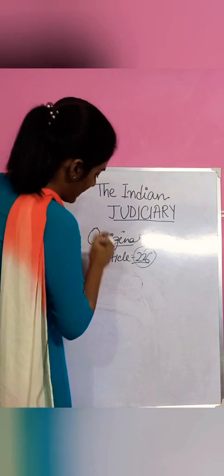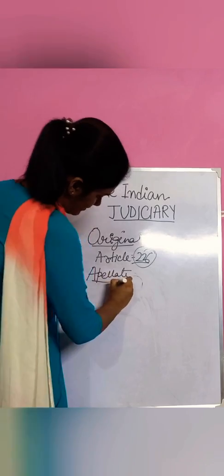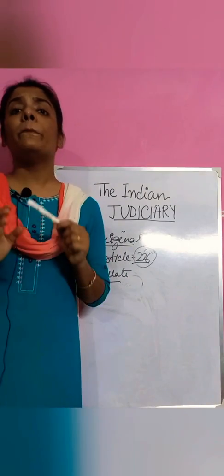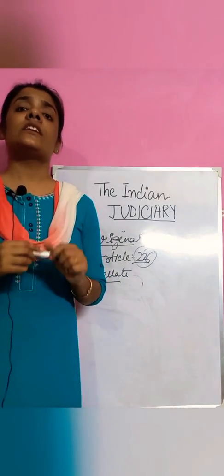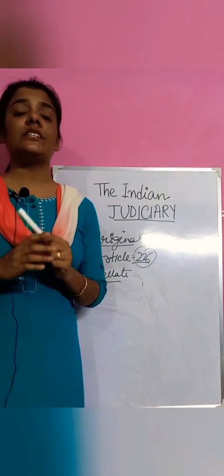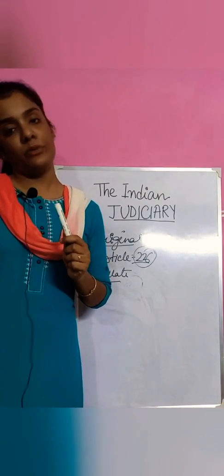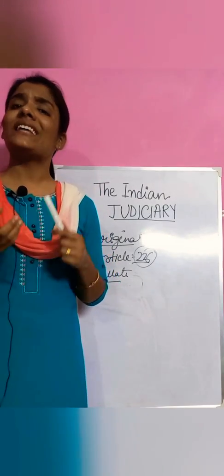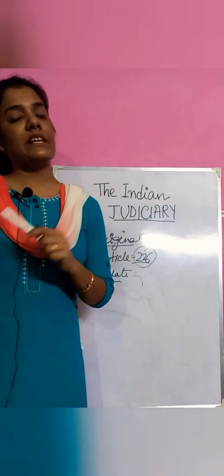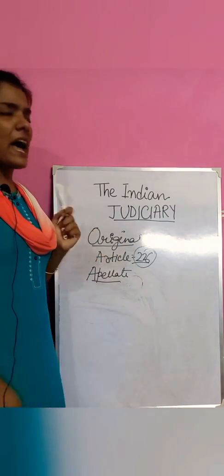Next comes the appellate jurisdiction. What comes next? Appellate jurisdiction. In case of appellate jurisdiction, the High Court may accept cases related to both civil and criminal cases. If any person is not satisfied with the decision of the subordinate court, he or she can move up to the High Court, and the High Court can give a fresh verdict related to that particular criminal or civil case. So these are the original and the appellate jurisdiction.